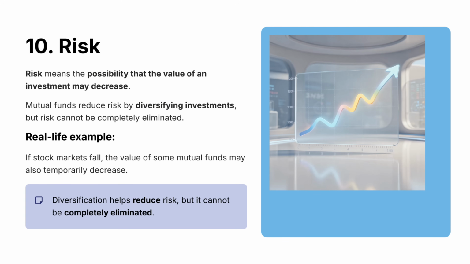Tenth one is risk. Risk means the possibility that the value of an investment may decrease. Mutual funds reduce risk by diversifying investments, but risk cannot be completely eliminated. Now we will see the real life example. If stock markets fall, the value of some mutual funds may also temporarily decrease. Diversification helps to reduce the risk, but it cannot be completely eliminated.